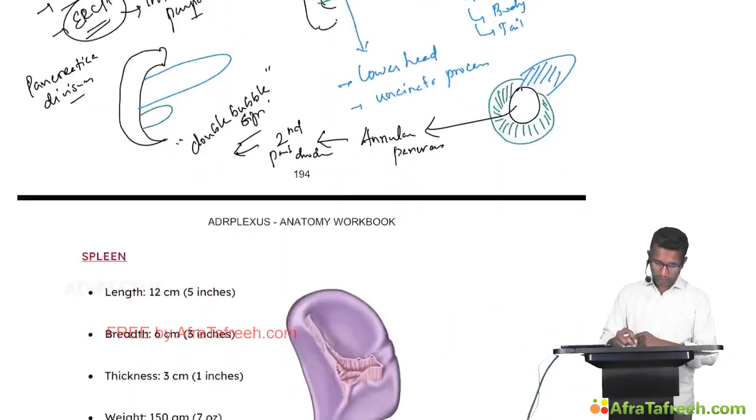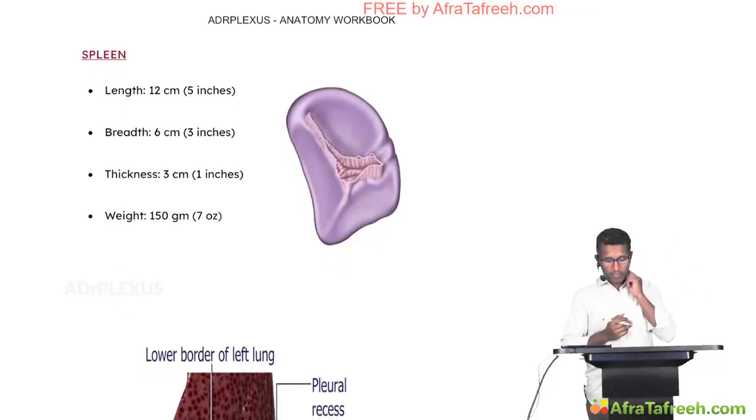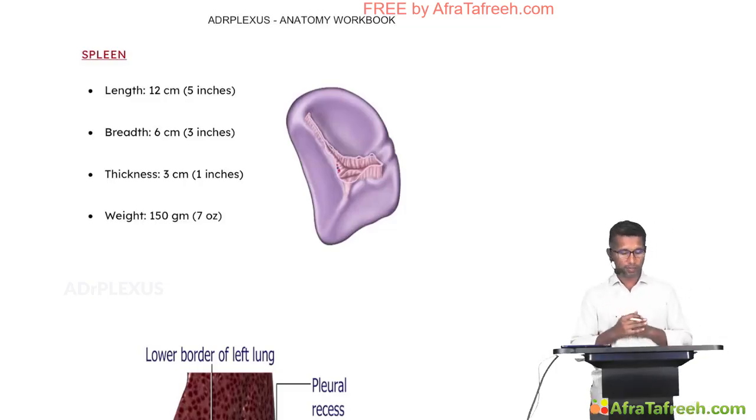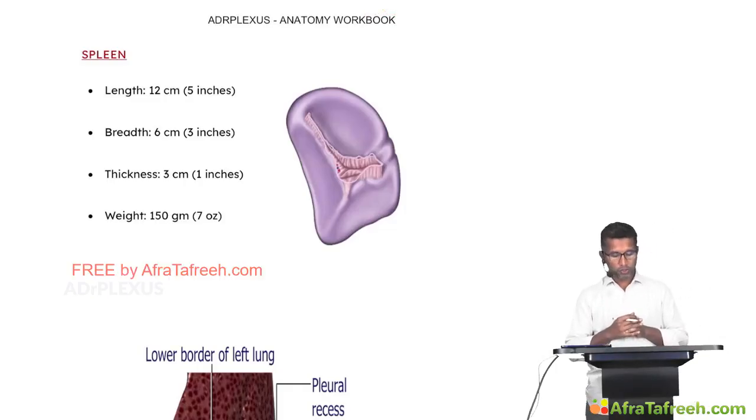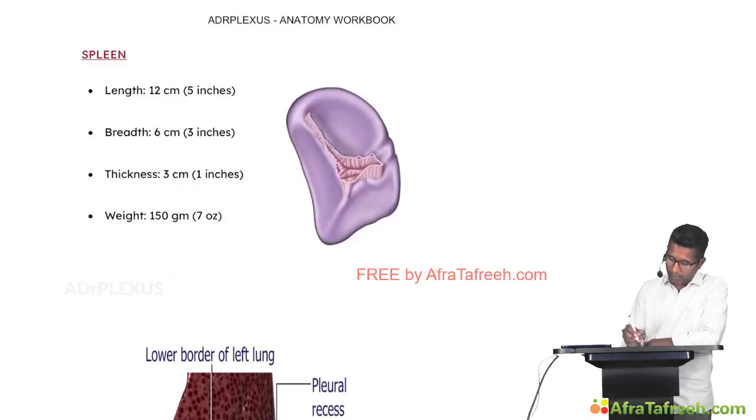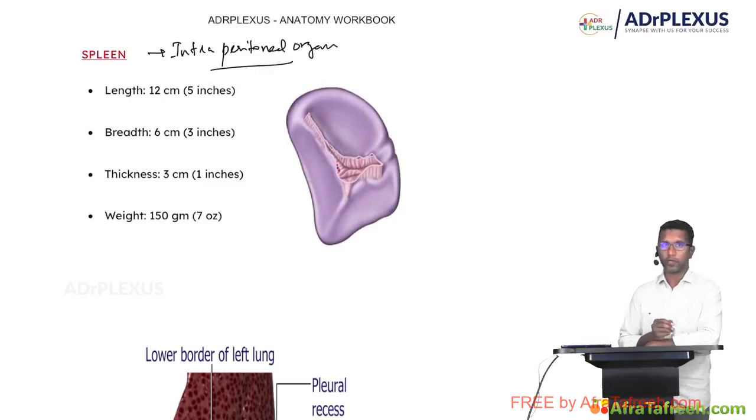So the next topic is the spleen. See, the spleen is one happy organ. It moves here and there within the abdomen. Whenever an organ is moving within the abdomen freely, it must be an intraperitoneal organ. So the spleen is an intraperitoneal organ, guys.